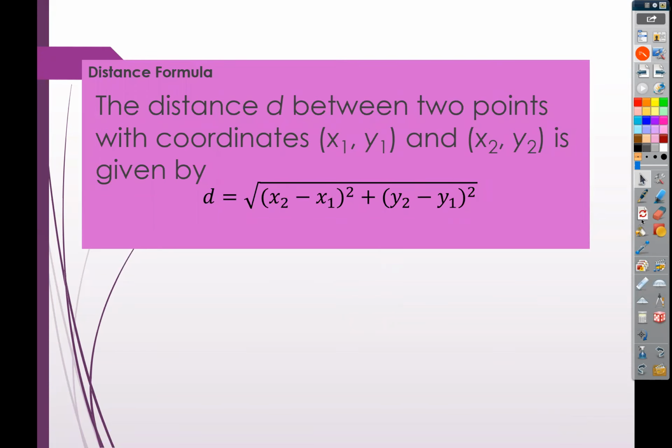The distance D between 2 points with coordinates x1, y1, and x2, y2 is given by the formula D equals the square root of x2 minus x1 squared plus y2 minus y1 squared. You need to pause this and write that down.